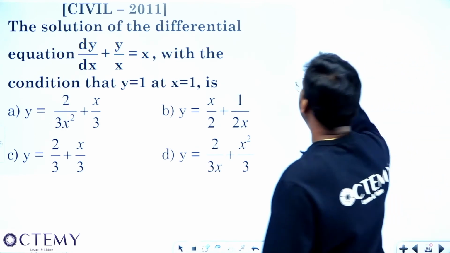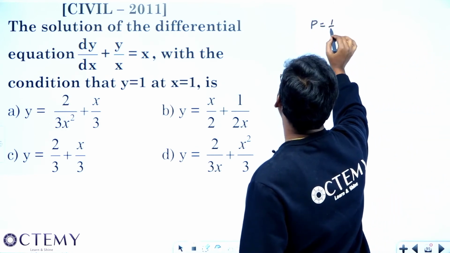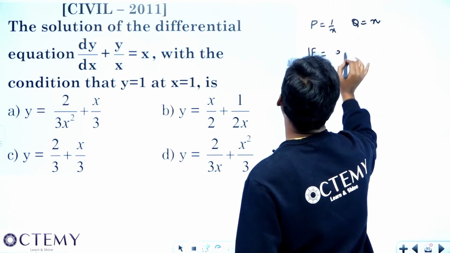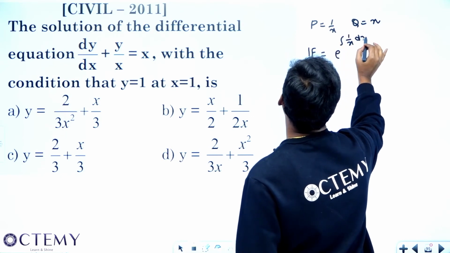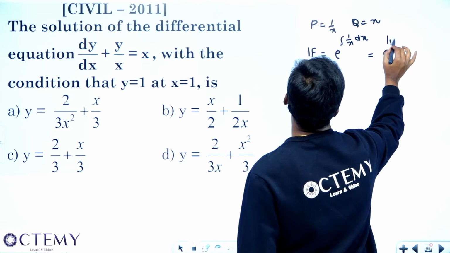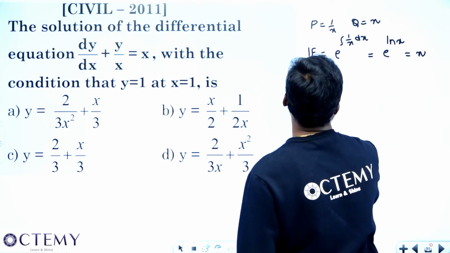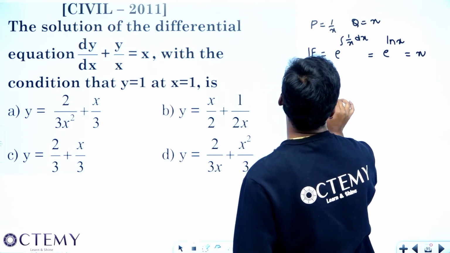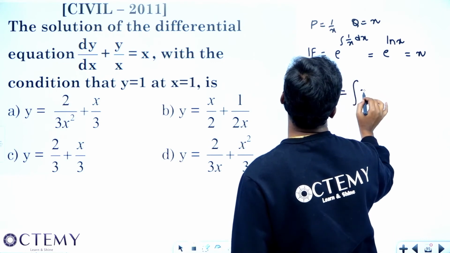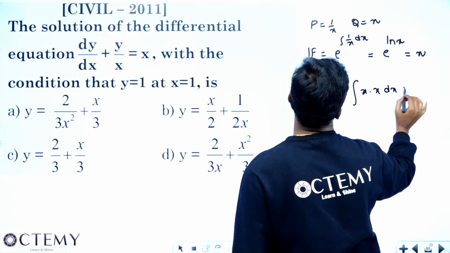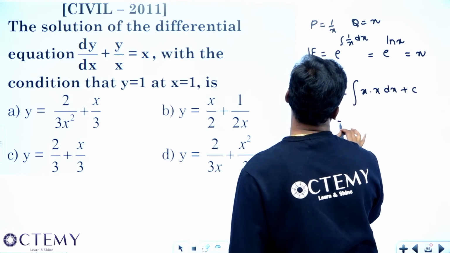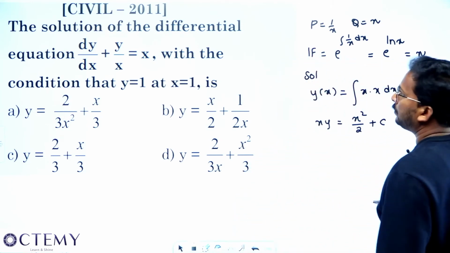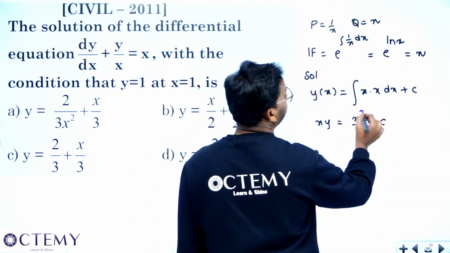Very straightforward question. What is p? p is equal to 1 by x. What is q? q is equal to x. What is the integrating factor? It is e power integral 1 by x dx. So that will become what, sir? e power ln x, that will be equal to x. Then what will be the solution? The solution will be y into integrating factor is equal to integral of q into integrating factor dx plus c. So that will become xy is equal to x square divided by 2 plus c. Right? Now, this is x square, so it will become x cube divided by 3.